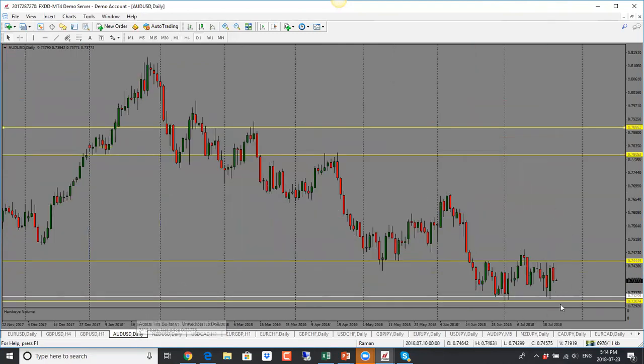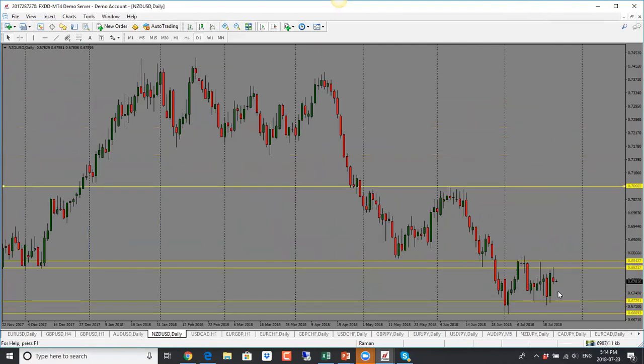Aussie dollar here, this one is trading in a range as well, looking for price to drop, and a target is the bottom of the range here. So 73.20 level will be the target here. Bias is bearish for Aussie dollar.